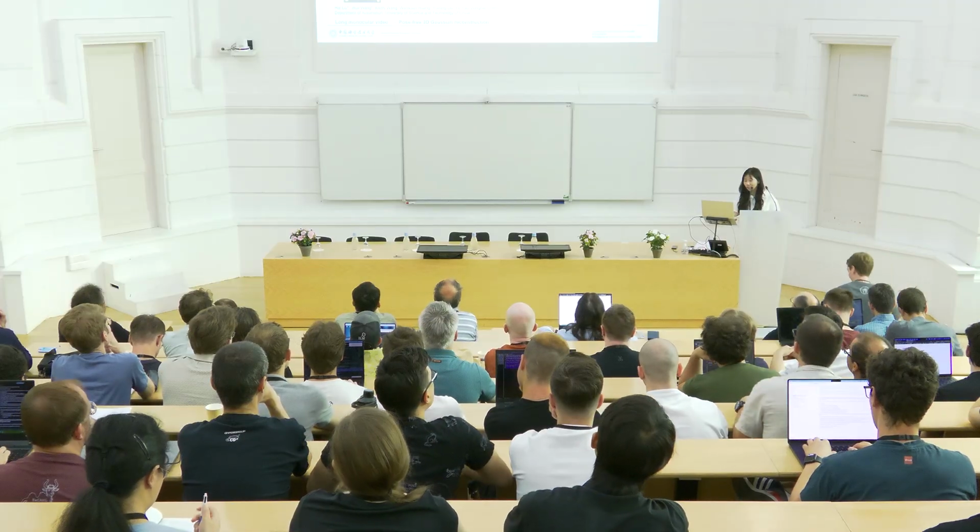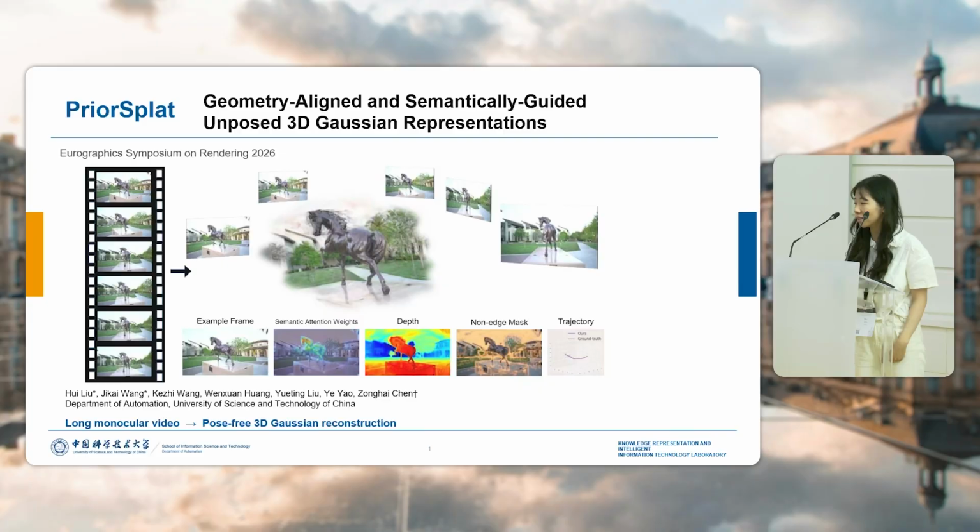I'm glad to present our work, PriorSplat: Geometry-Aligned and Semantic-Guided Unposed 3D Gaussian Representations. This work focuses on long-sequence pose-free 3D Gaussian reconstruction from monocular videos. Given only casually captured RGB videos, our goal is to jointly estimate camera poses and reconstruct a high-quality 3D Gaussian scene without relying on pre-computed COLMAP poses.